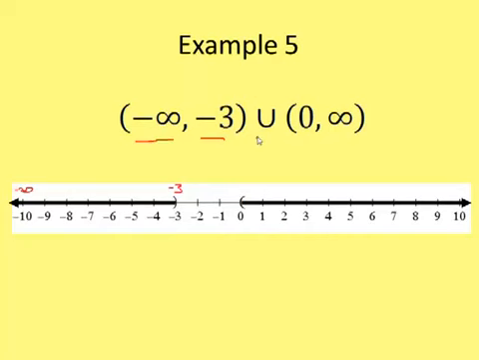Then we have a break, so we put a union symbol. This means that there's some sort of a break and we're tying these two things together, and then we start at 0 again. We're not including 0, so we use a parentheses, and we go all the way until we get to infinity. So here's 0 and here's a positive infinity, so we go all the way until we get to infinity, which I say until we get there. We never get there. It's not one value.